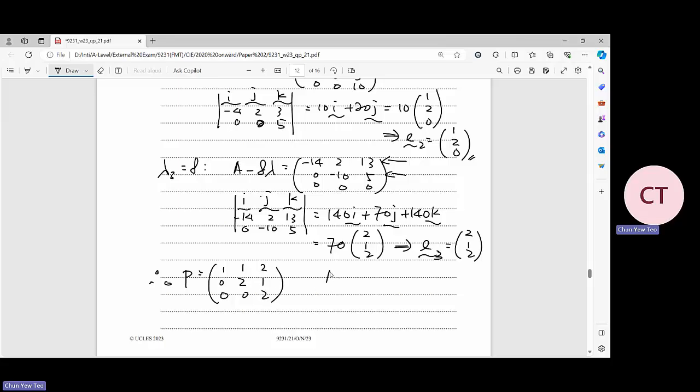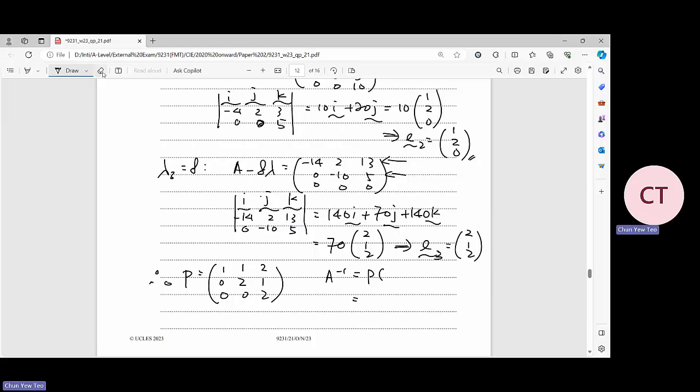Then as for A inverse, the formula is P D P inverse, so this actually belongs to the diagonal. That means this one is supposed to be inverse. So it will be the diagonal, the inverse of a diagonal. So it will be this one.